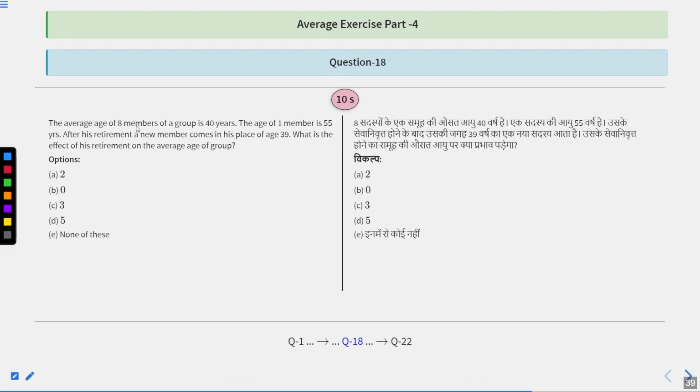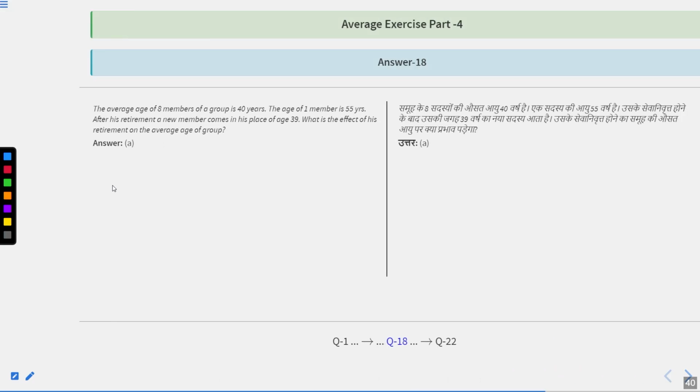The average age of 8 members of a group is 40 years. The age of one member is 55 years. After his retirement, a new member comes in his place at the age of 39. What is the effect of his retirement on the average age of the group? You have 5 options and 10 seconds to analyze the question. Your time starts now. Time's up. Let's see the solution.